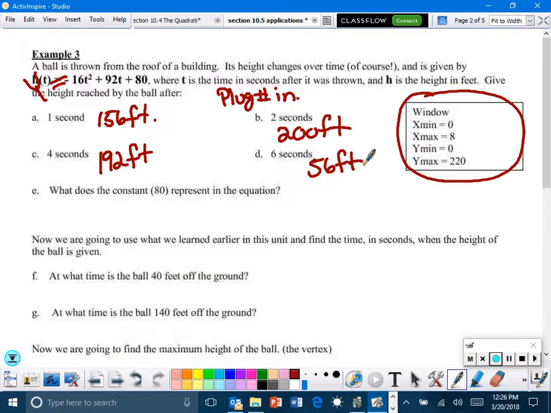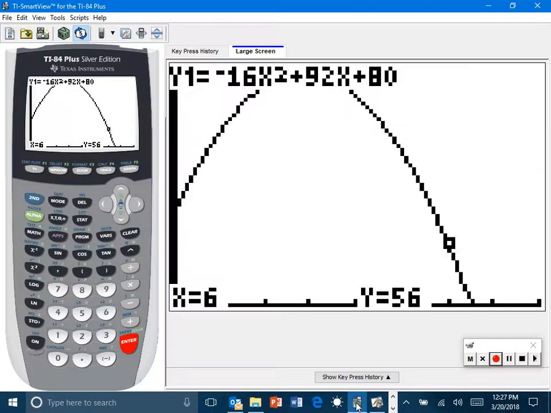Okay, that's just another way that you could do those problems. And you're going to need to be able to do that for some of the problems later on in this packet. Okay, the next question is, what does the constant 80 represent in the equation? Well, let's look at the picture again. Think about what's going on here.